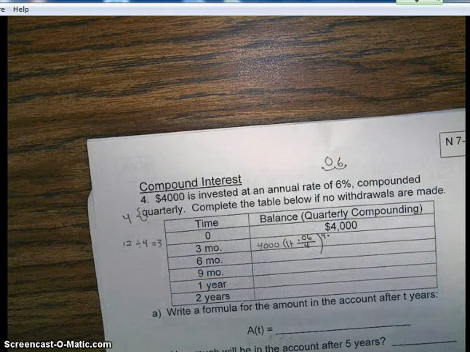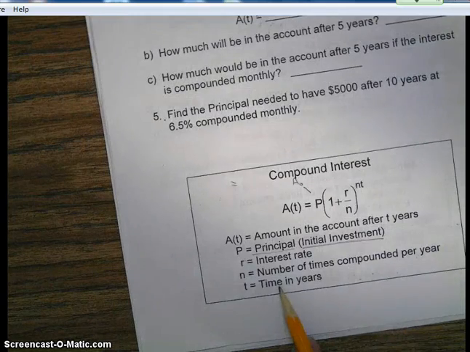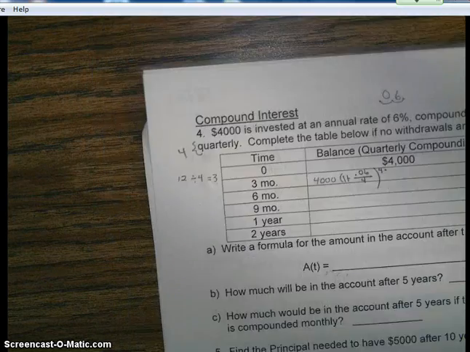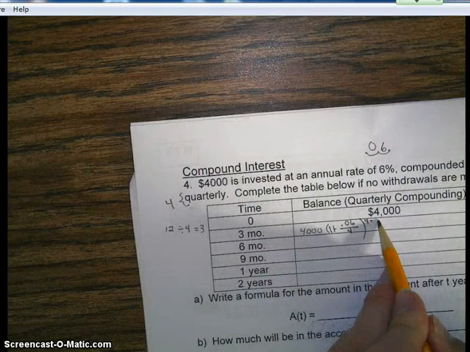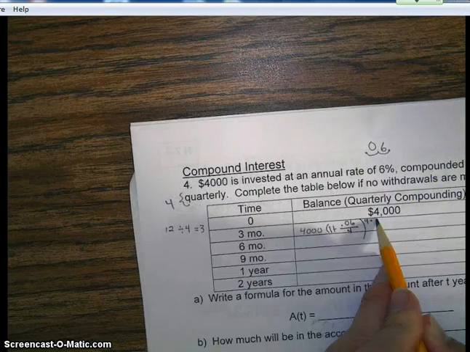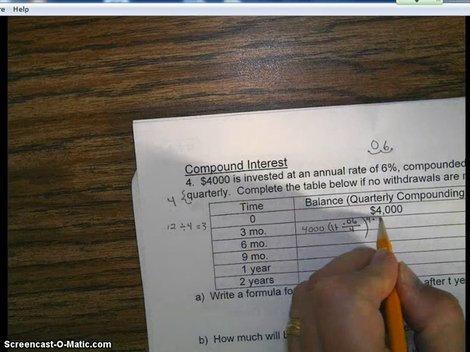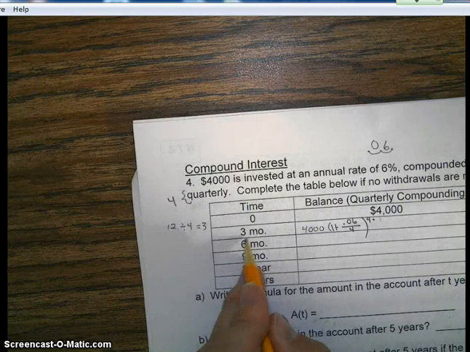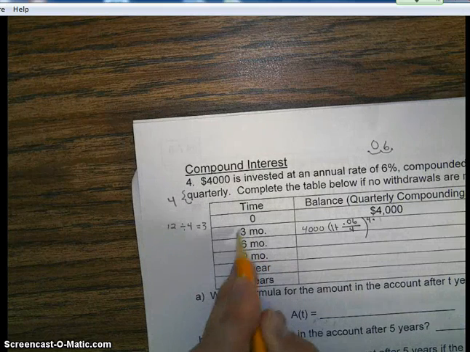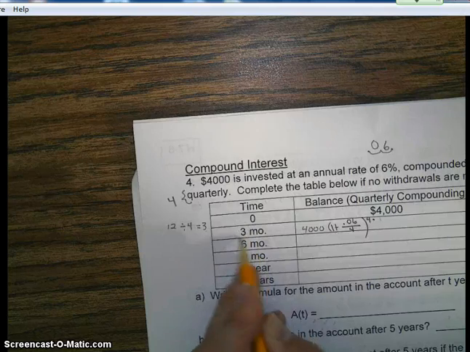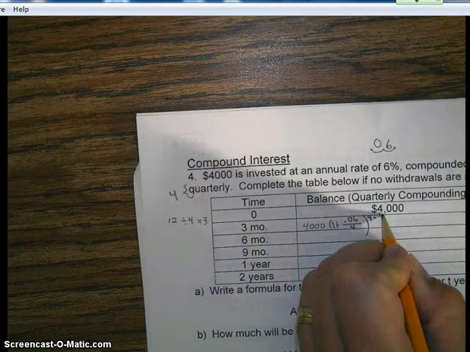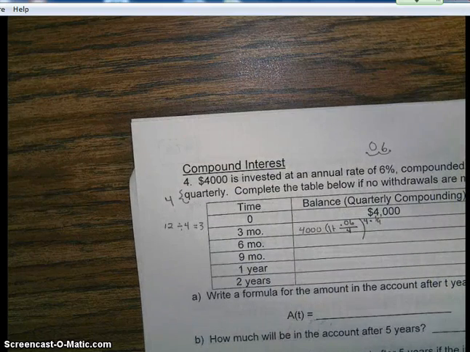Since the time is 1 year, remember, it's very important: T is in years. So 1 whole year hasn't passed. Instead of putting 4 times 1, we've only done 1/4 of a year. So instead of putting 1 year here, we're going to need to just do 1/4. We're only doing the first quarter. So 4 times 1/4, which is 1.